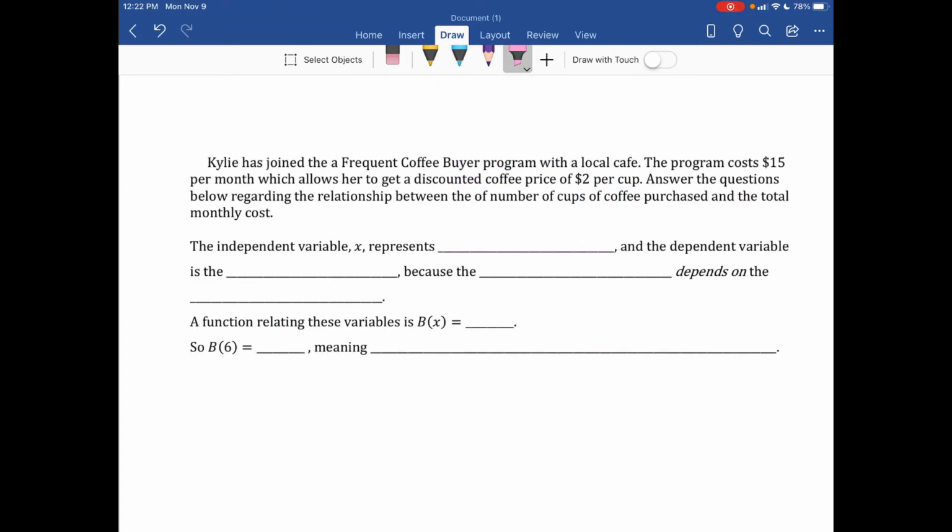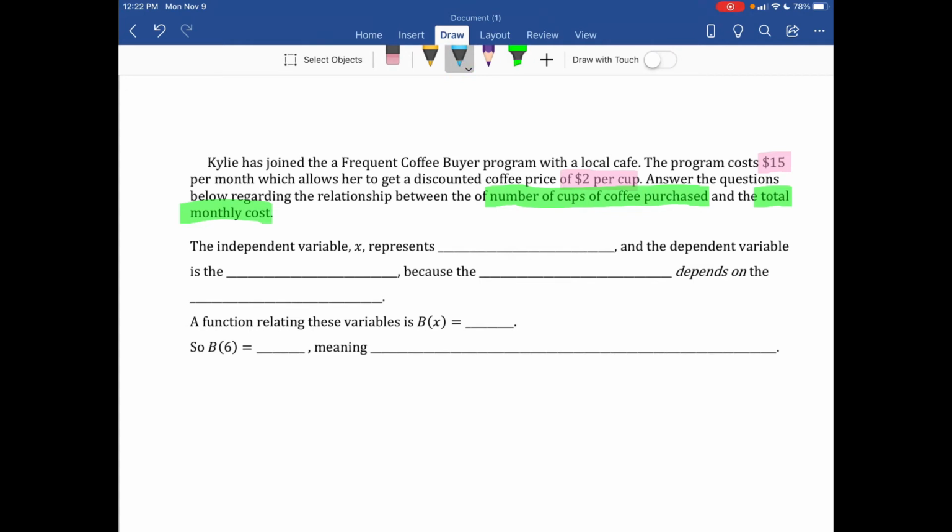Let's look at this second example. We have Kylie joining the Frequent Coffee Club Buyer program at a local shop. The program costs $15 per month, which allows her to get discounted coffee prices of $2 per cup. So what are we comparing here? We're going to compare the number of cups of coffee purchased to the total monthly cost.